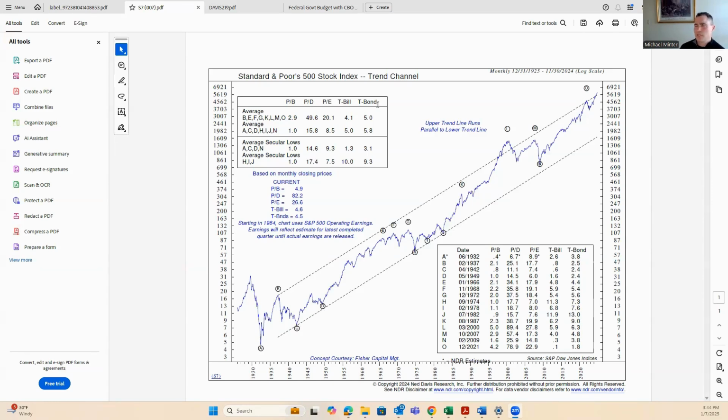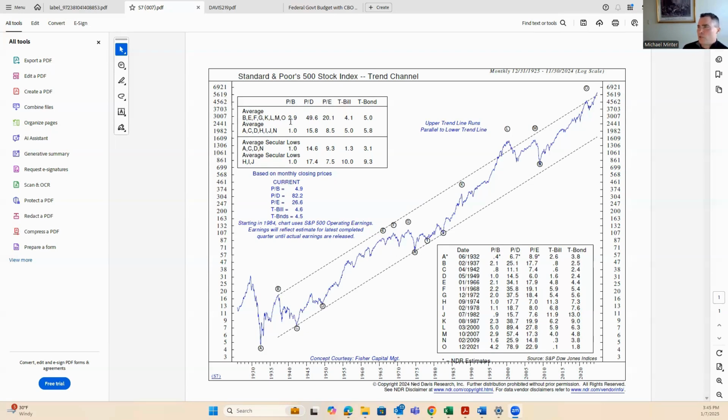As far as T-bills and T-bonds go, we're not really going to focus on them because we are in that area right now of interest rates. It would be more significant if we were much lower or a lot higher than we are today, but that's about where we are. So we're going to focus on valuations of the S&P 500, mostly during bull market peaks. So that would be B, E, F, G, K, L, M, and O.